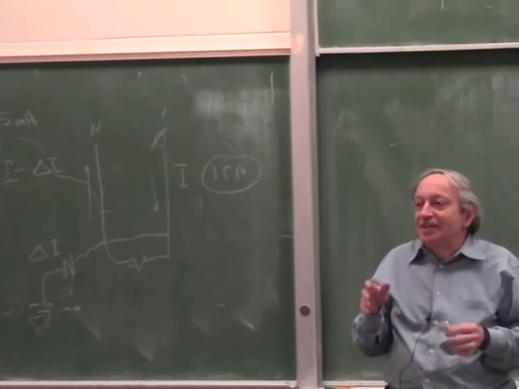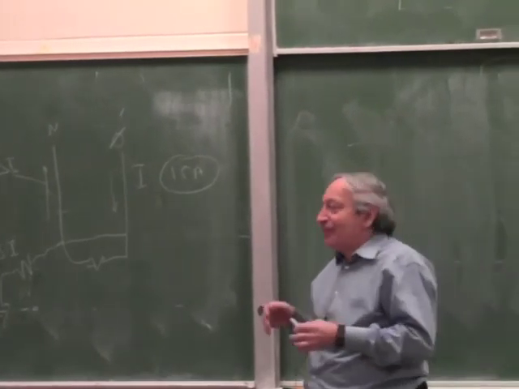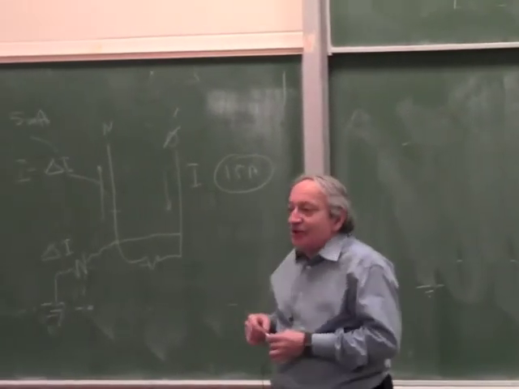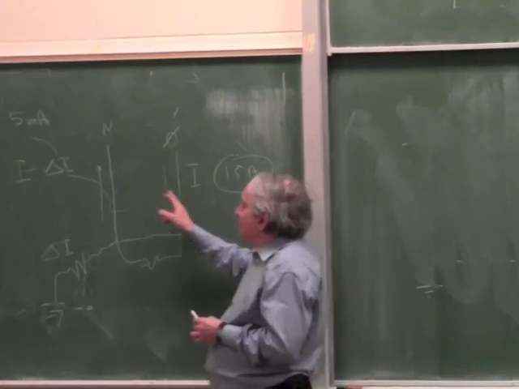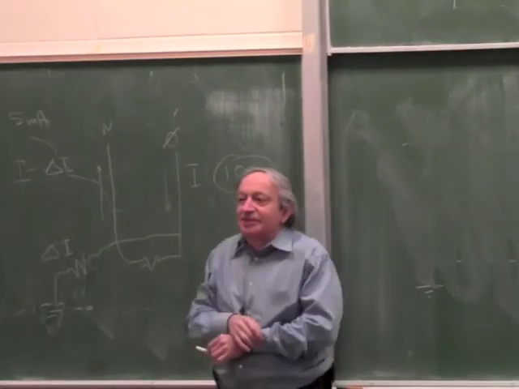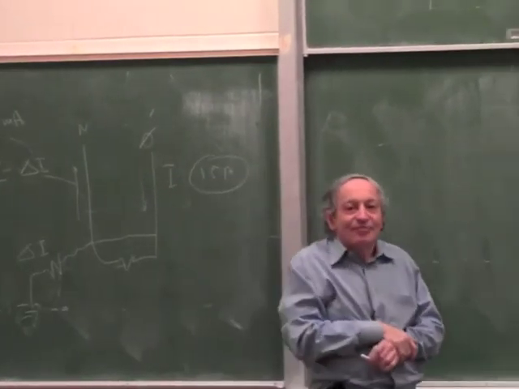If you were to design it, now it's back to sensors. If you were to design a sensor which can detect a very small difference between two big currents, how would you do it?